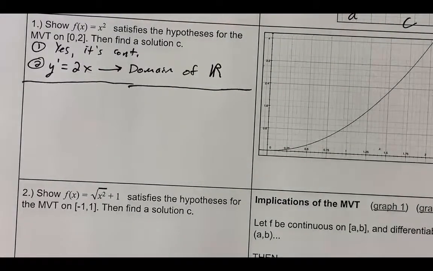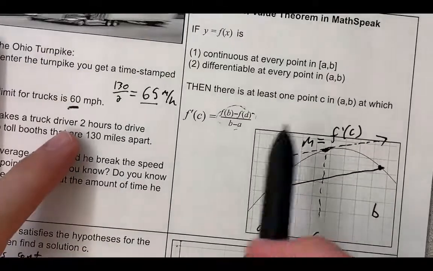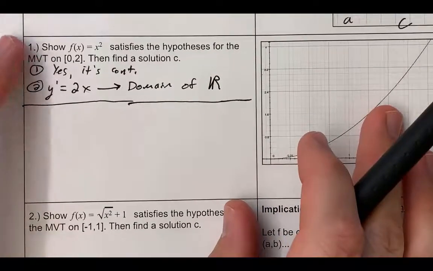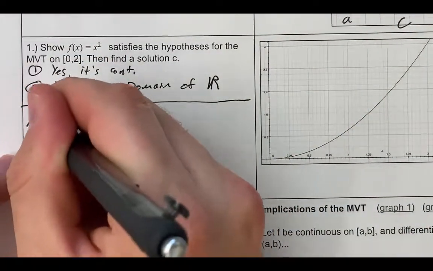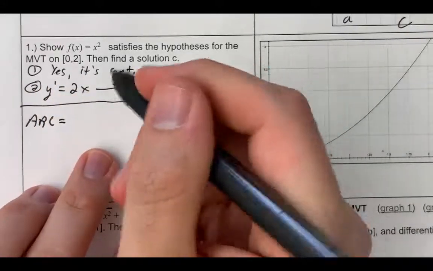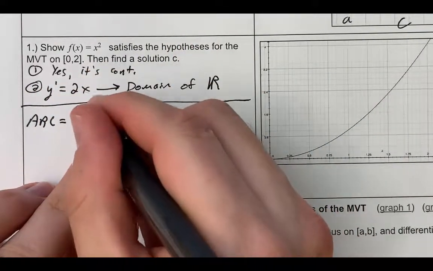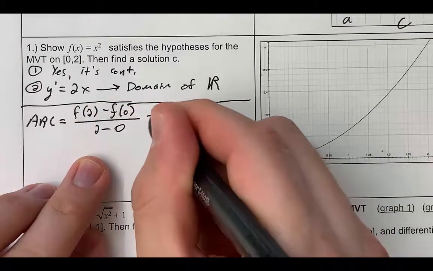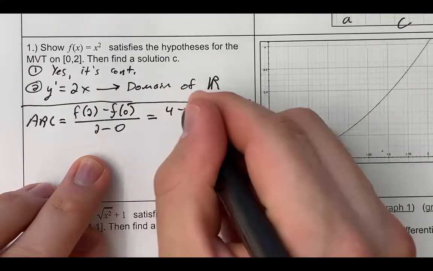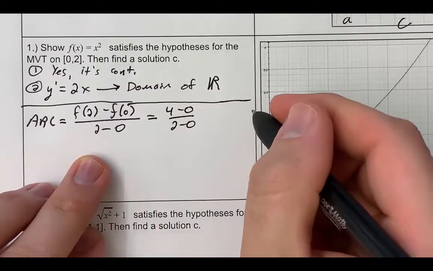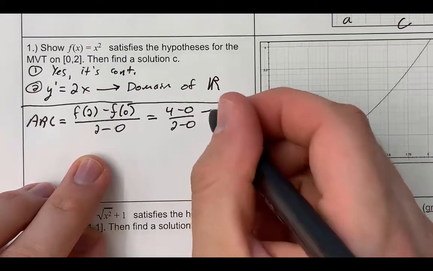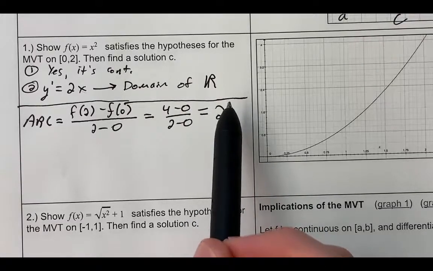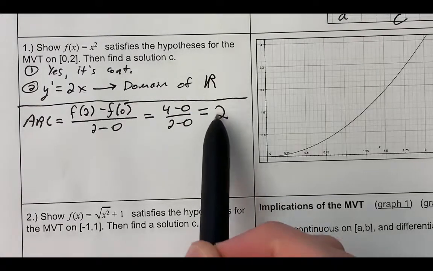So what we'll do is find the average rate of change. We're essentially going to find both parts of this. We'll find the average rate of change, and then we'll solve for the c value. So let's start with the ARC, that's going to be equal to f of b minus f of a. So that's f of 2 minus f of 0 divided by 2 minus 0. That's equal to 4 minus 0 divided by 2 minus 0, and that's equal to 2. Okay, so we want to find when the derivative, when the instantaneous, when the slope of the tangent line is equal to 2.